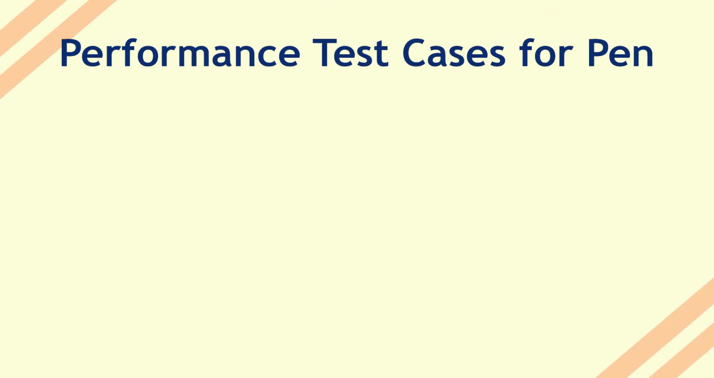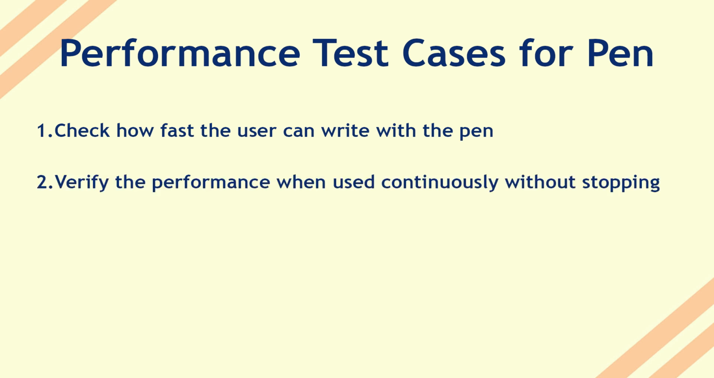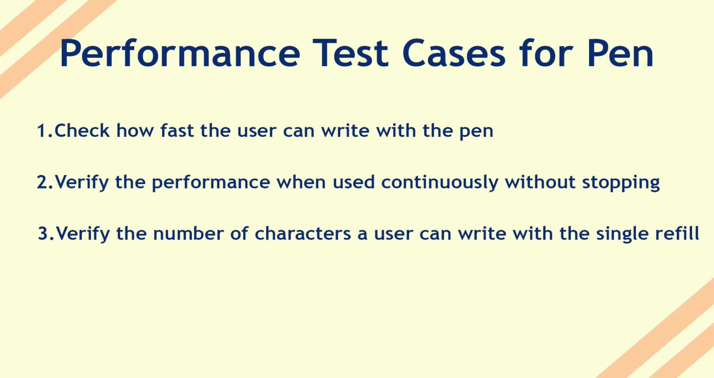Now let's see some performance test cases for pen. Performance test cases include the test cases that help in quantifying or validating the performance of an application under different conditions. Some sample performance test cases for the pen are: check how fast the user can write with the pen over supported surfaces. Verify the performance or the functioning of a pen when used continuously without stopping. This type of testing is actually known as endurance testing. It's a subset of performance testing. And the last one. Verify the number of characters a user can write with a single refill in case of a ballpoint and gel pen, and with full ink in case of ink or fountain pens.